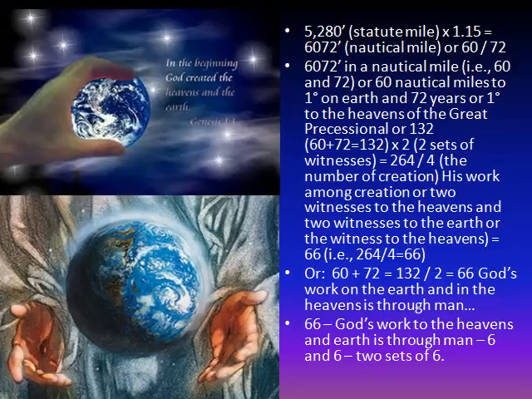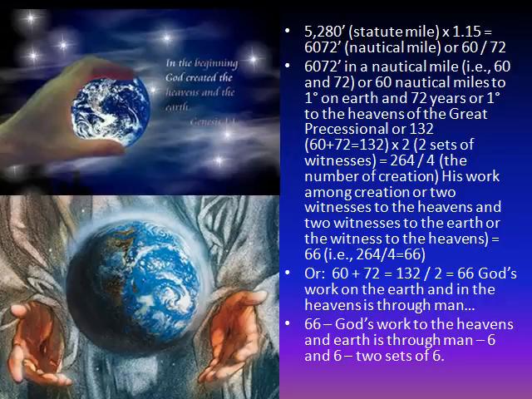Together, these add up to 132. That is 60, the Earth, plus 72, the heavens, equals 132, times 2, that is 2 sets of witnesses, equals 264, divided by 4, the number of creation, as in the 4 corners of the earth and or the 4 living creatures, his work among creation, or the 2 witnesses to the heavens and the 2 witnesses to the earth, or the witness to the heavens, is equal to 66.